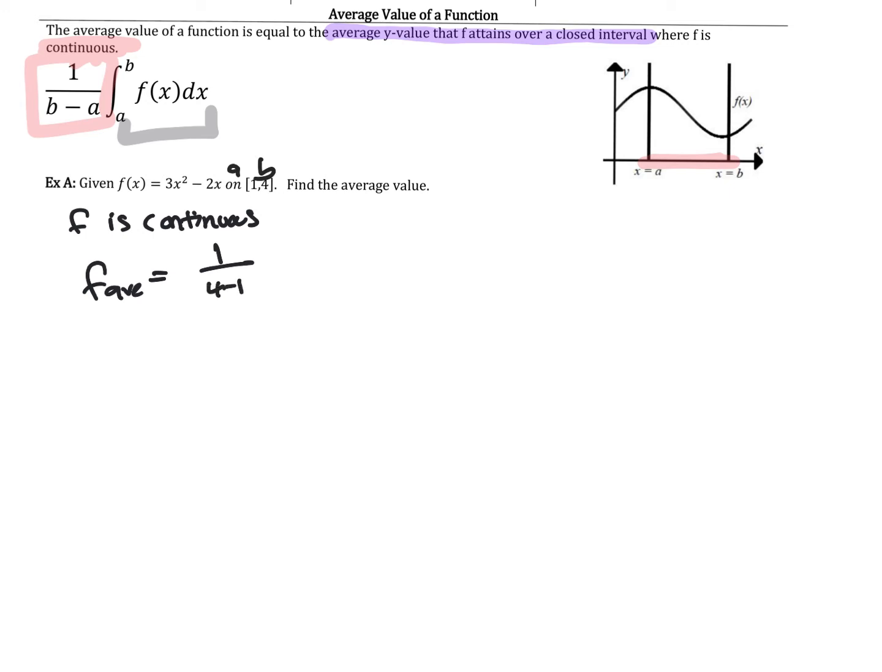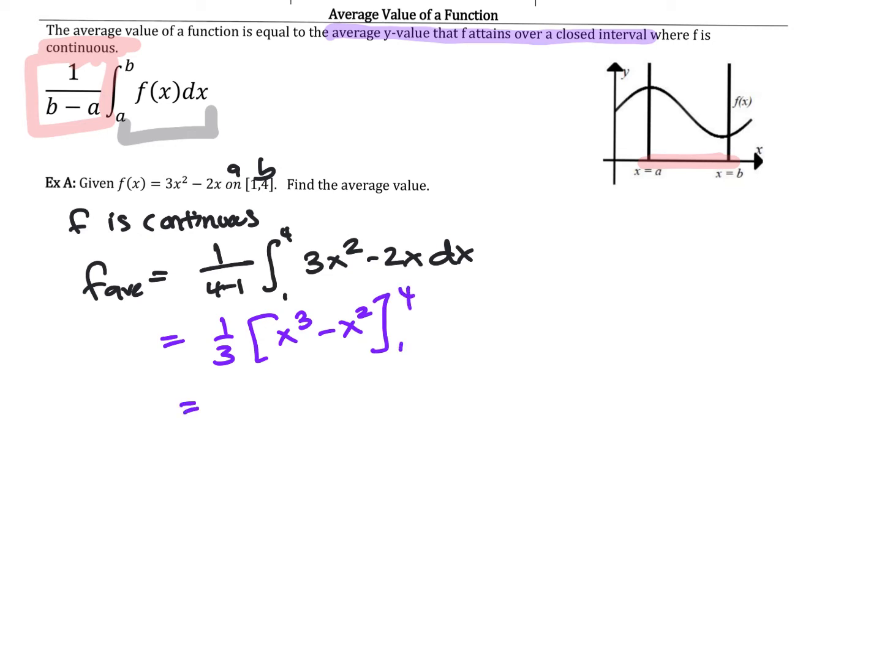So 1 over 4 minus 1 times the integral from 1 to 4 of the function 3x squared minus 2x dx. I encourage you to pause the video and try to work through this antiderivative on your own, and then unpause the video and see how you did. So this is going to become 1/3 times the antiderivative, x to the third minus x squared, evaluated from 1 to 4. That's 1/3 times 4 to the third minus 4 squared, minus 1 cubed minus 1 squared.